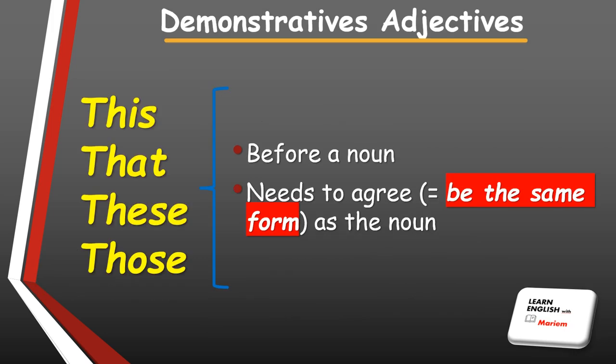The second use of the demonstratives, as I said at the beginning, is the adjectives. الاستخدام الثاني لهاي الأدوات الإشارة هي كصفات. When can we use them as adjectives before a noun? When it comes before a noun, and of course it needs to agree or to be at the same form as the noun. For example, if the noun is singular, I have to use this or that. If the noun is plural, إذا الاسم هو جمع, I have to use these or those, وأخلي S بنهاية الكلمة.